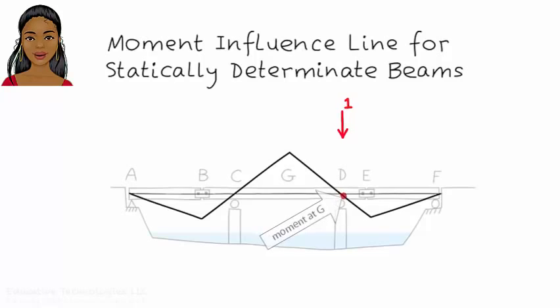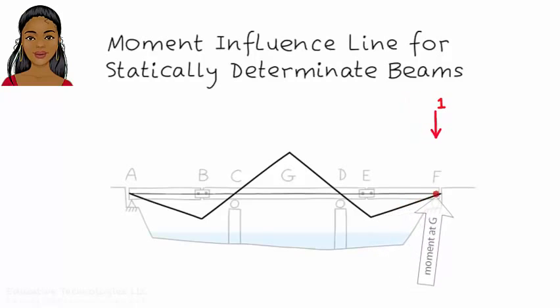Moment at G continues to decrease as the unit load moves toward E. When the load is at E, moment at G reaches a large negative value. Then the moment values start moving toward 0 as the unit load moves toward point F. When the unit load reaches F, moment at G becomes 0 again. So where should a vehicle be located in order for bending moment at G to reach its maximum positive value? The vehicle must be on top of point G for the moment to reach its maximum positive value.